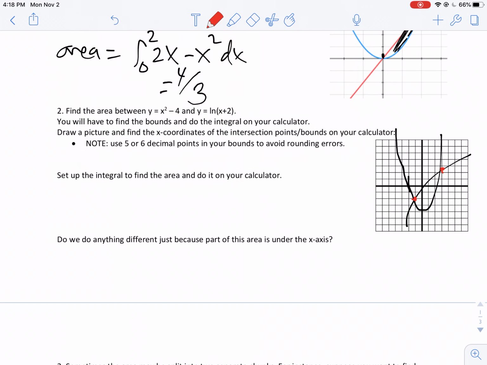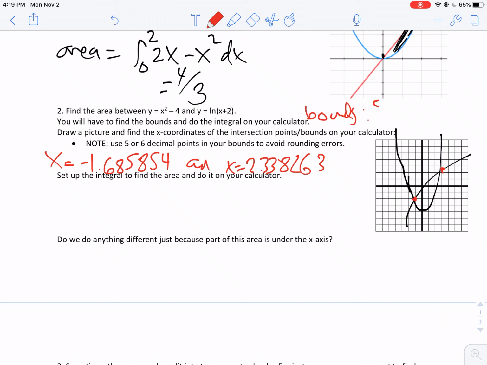So these bounds here are going to be x equals negative 1.685854, and x equals 2.338263. One tip I want to give you on these, and this is going to be a very calculator heavy chapter: in your bounds, you need to put 5 or 6 decimal points. I recommend 6, but at least 5.